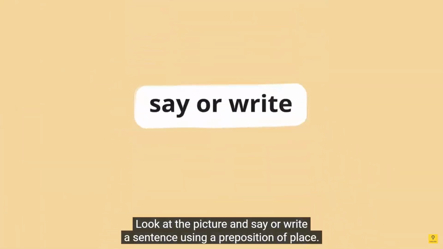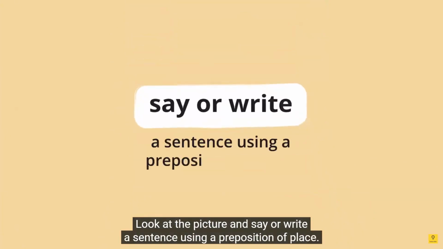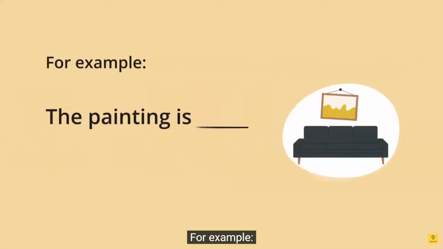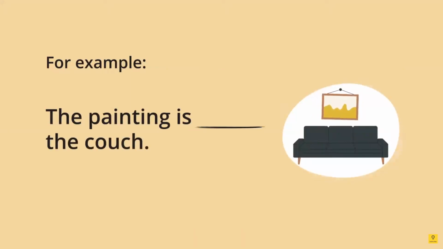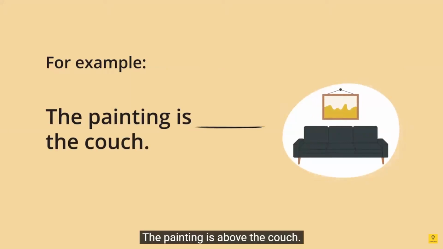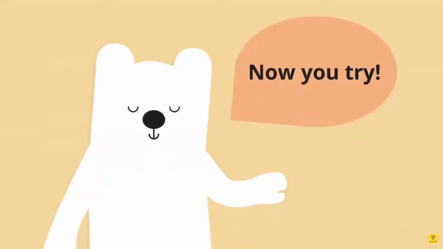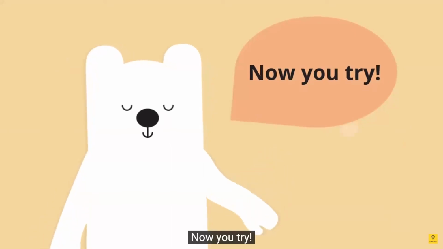Look at the picture and say or write a sentence using a preposition of place. For example, the painting is above the couch. Okay, good. Now you try.